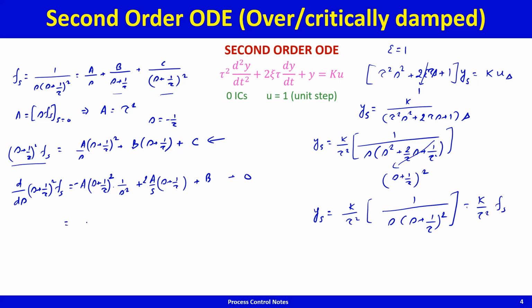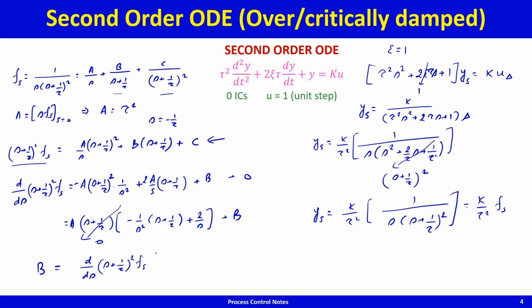And so you can see that this is actually (s plus 1 by tau) taken common, times A times minus 1 by s squared times (s plus 1 by tau) plus 2 by s, plus B. Now if I put s is equal to minus 1 by tau on both sides of this equation, this term disappears, so the A term disappears and you're left with B. So B is equal to d by ds of (s plus 1 by tau) whole squared F(s) calculated at s is equal to minus 1 by tau.